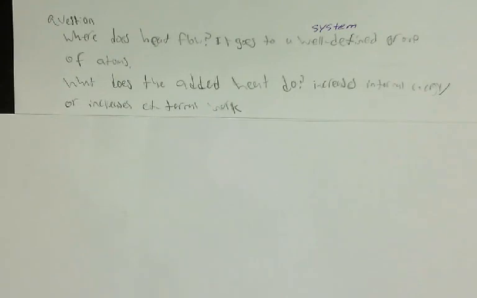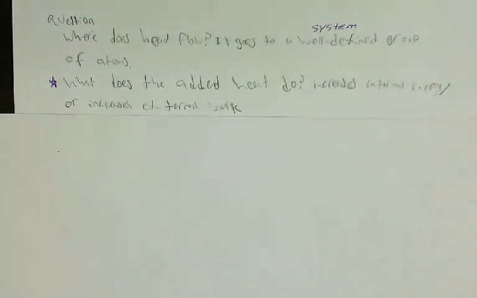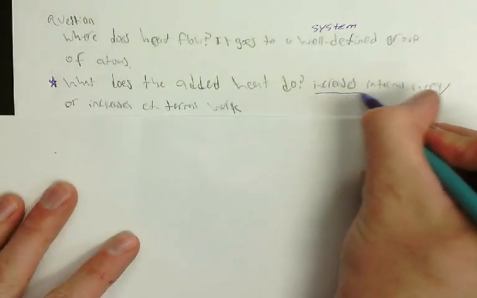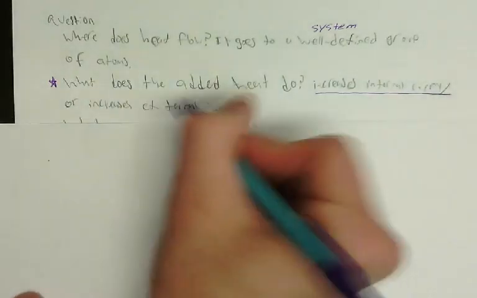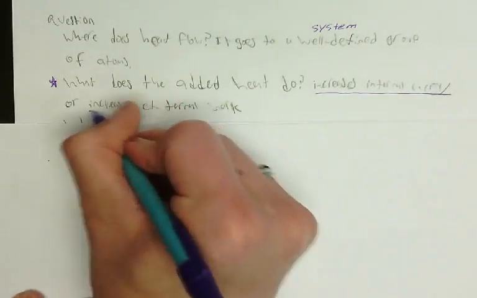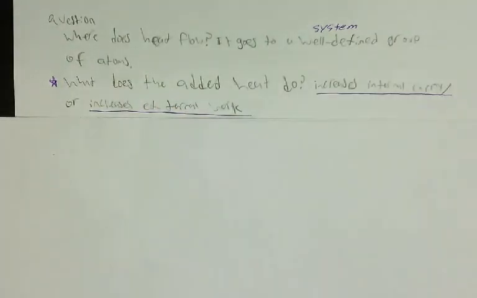Okay, so what does the heat do? And this is a really important one. When heat transfers into an object, what is heat actually doing? It's doing one of two things. It's either increasing internal energy, or it's doing work. Those are the two things. It either does work or it changes internal energy.